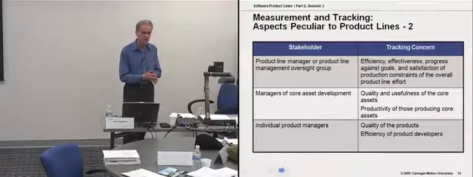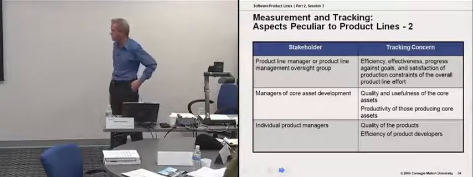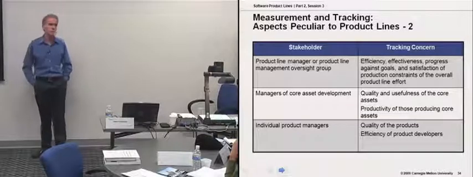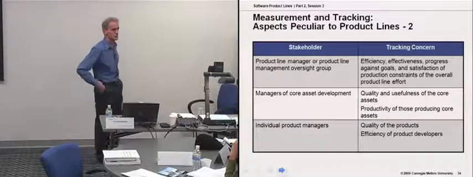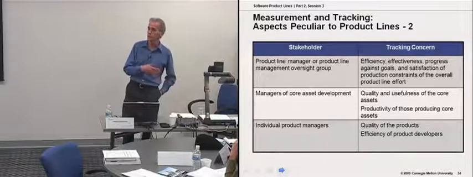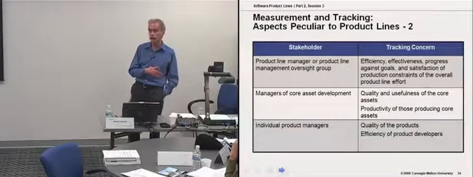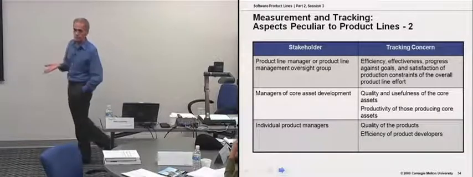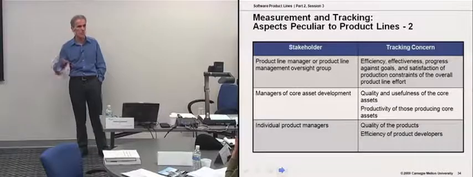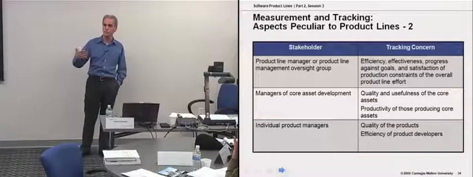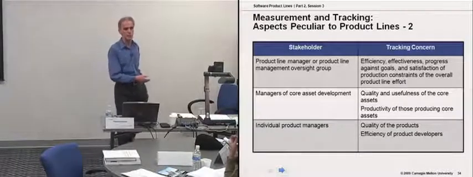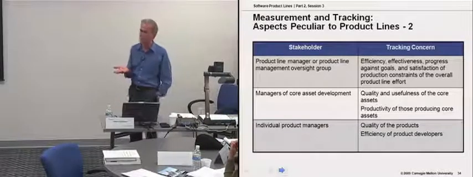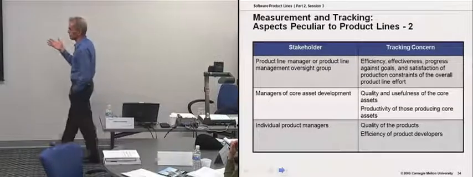So for example, the kinds of concerns that your product line manager will want to track are the overall efficiency of the organization with respect to the processes that are put in place to make it a product line organization, and the effectiveness of the core assets that are being shipped to product development in terms of saving development time or reducing the defects that are being found in products, reducing the testing time. So these are some of the high-level concerns at the product line manager level.